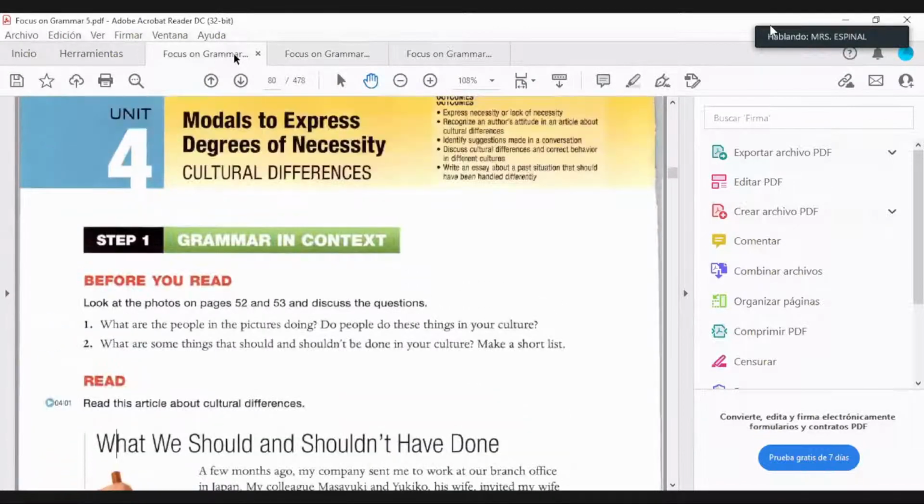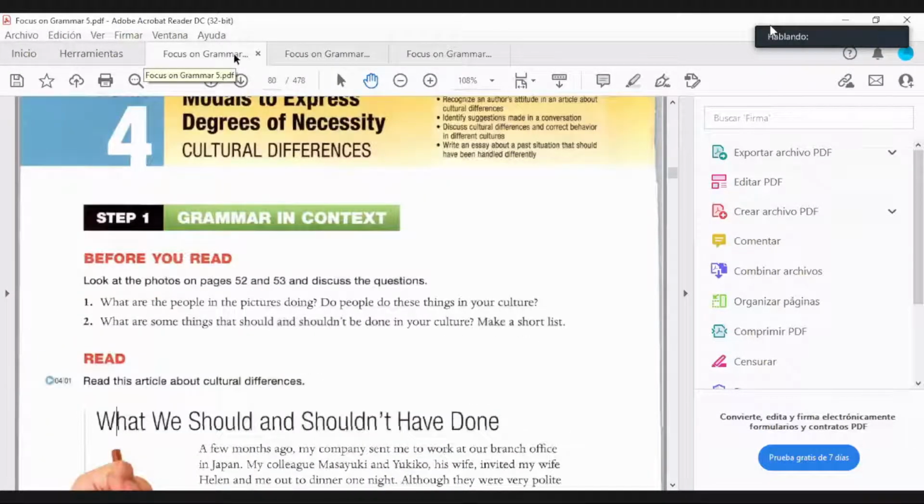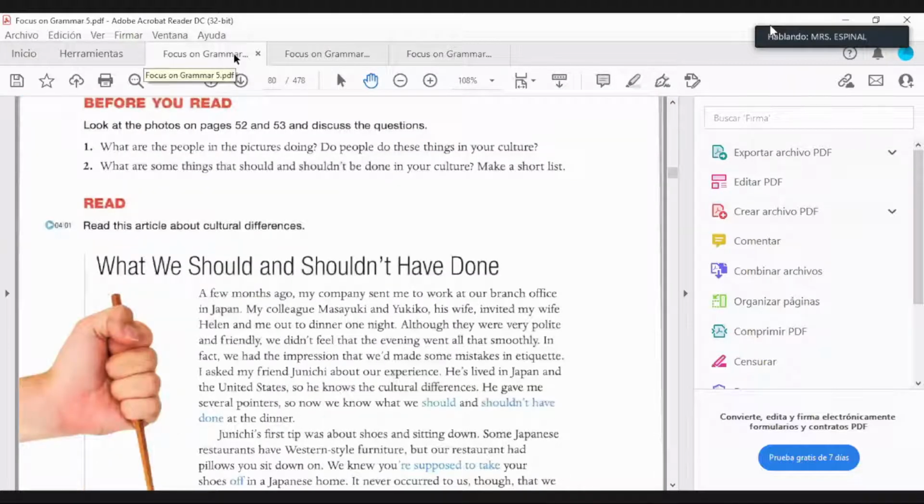Models to express degrees of necessity, whether you express the necessity or lack of necessity in your ideas in a written or spoken form. Look at the photos on pages 52 and 53 and discuss the following questions. What are the people in the picture doing? Do people do these things in your culture? What are some things that should and shouldn't be done in your culture?